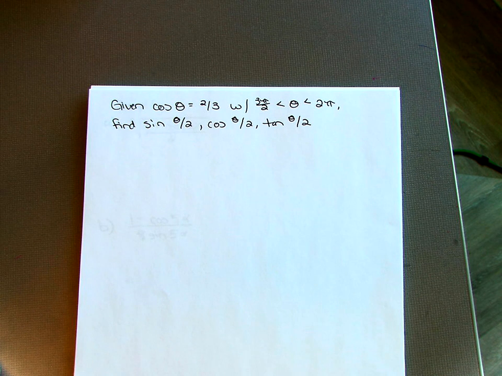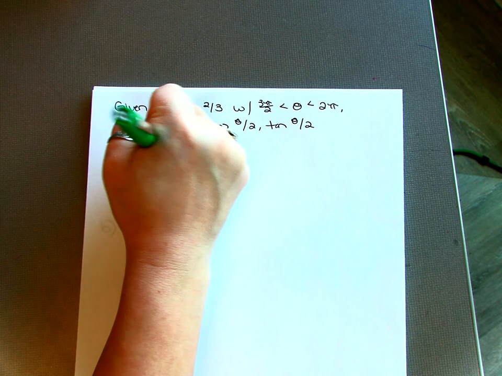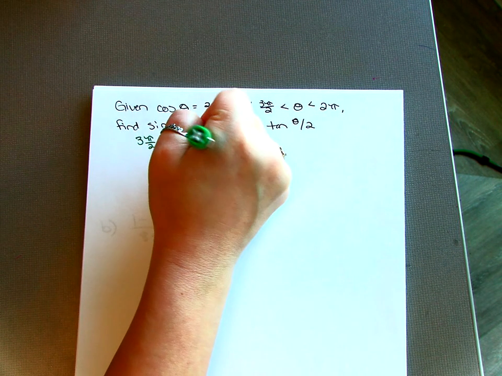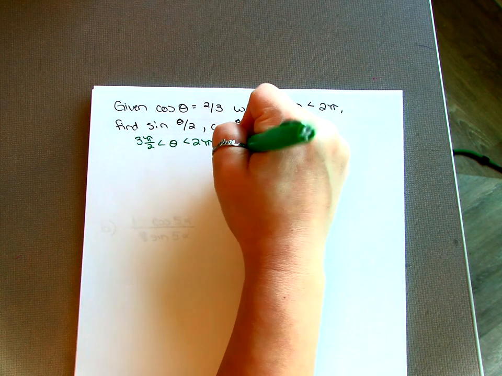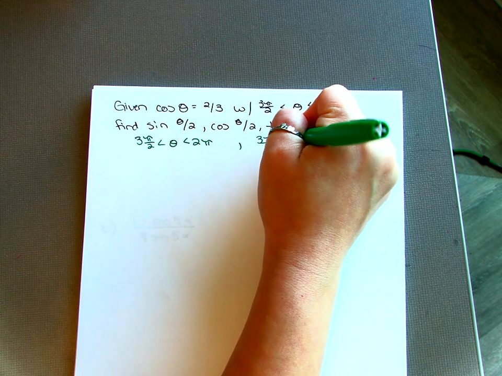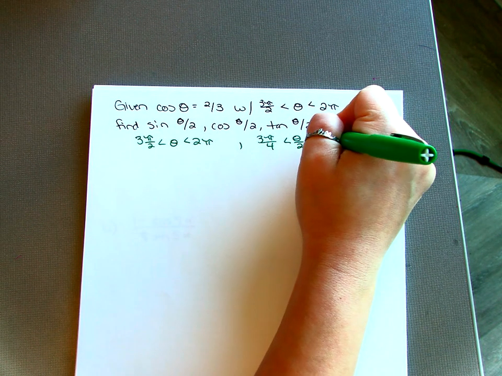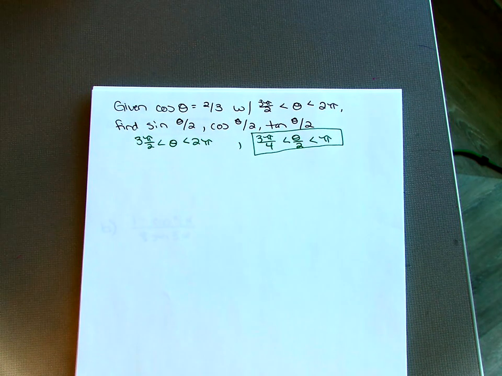Theta over 2. So we need to change our parameters a little bit, because originally they're starting us with 3 pi over 2 is less than theta, which is less than 2 pi. But what we're really wanting to deal with is theta over 2. So we need to divide everything by 2 to figure out our new parameters. If we divide everything by 2, we get 3 pi over 4 is less than theta over 2, which is less than pi. This is the area that we want to be concerned about.